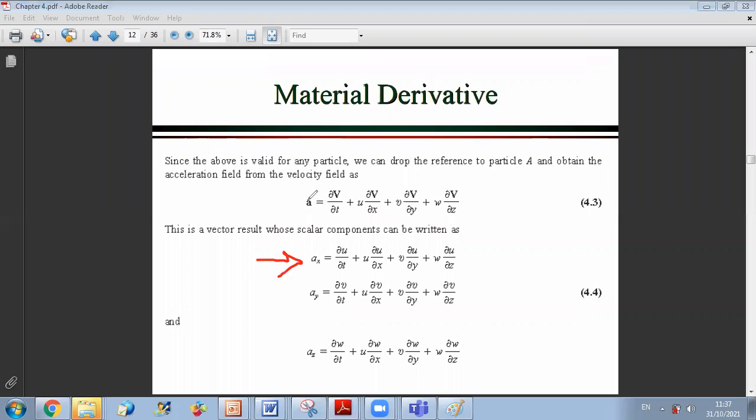All you have to do then, what is the component of vector A? It's AX here. What is the component of vector V? It's U. So I replace here vector V by U. I obtain del U by del t. Here it's a vector V, I replace by its X component, which is U. So it's U del U by del X plus V. This is a vector, so I replace by its Y component, del U by del Y. This is a vector, so I replace by its component, which is W along Z. So this will give me the acceleration along X.